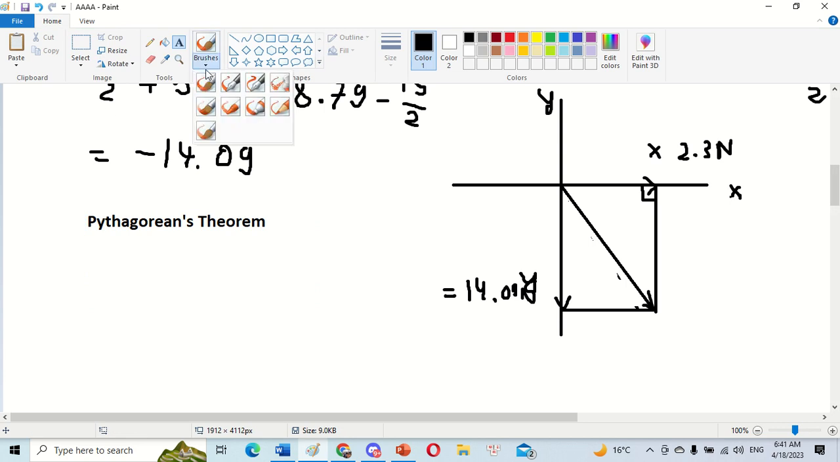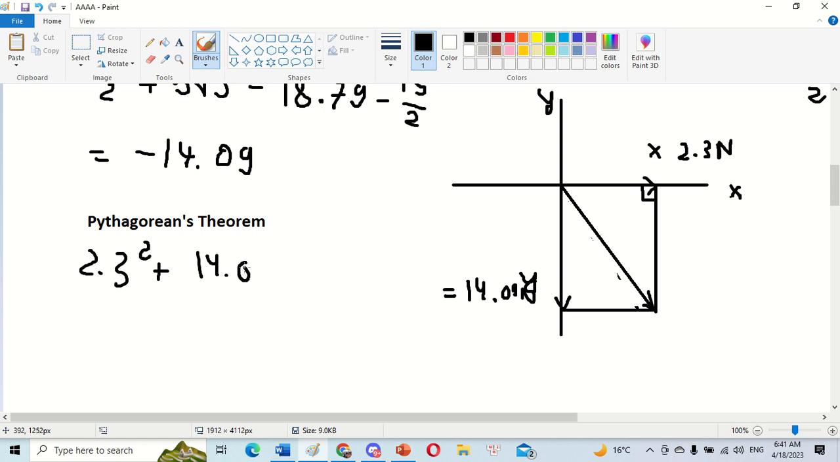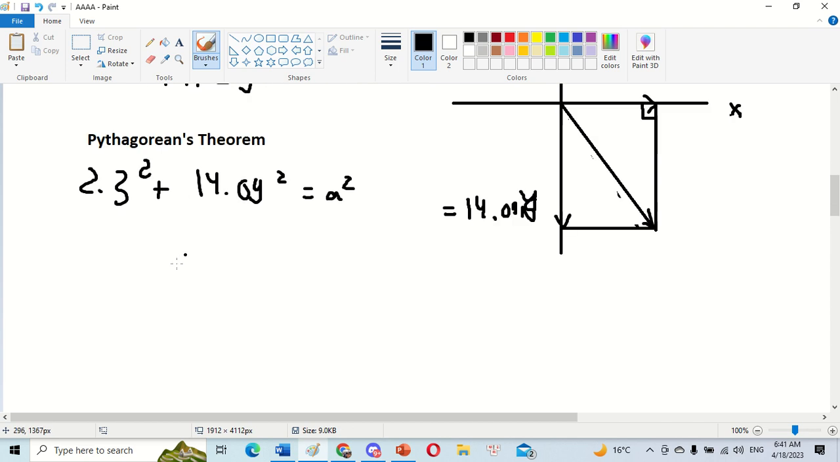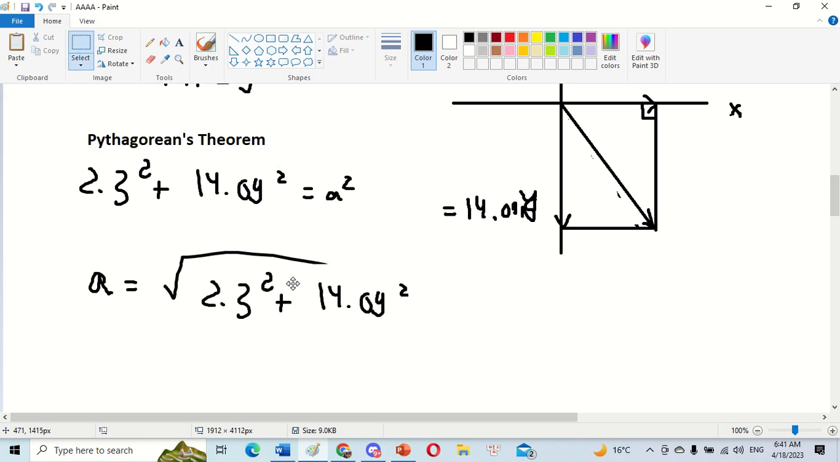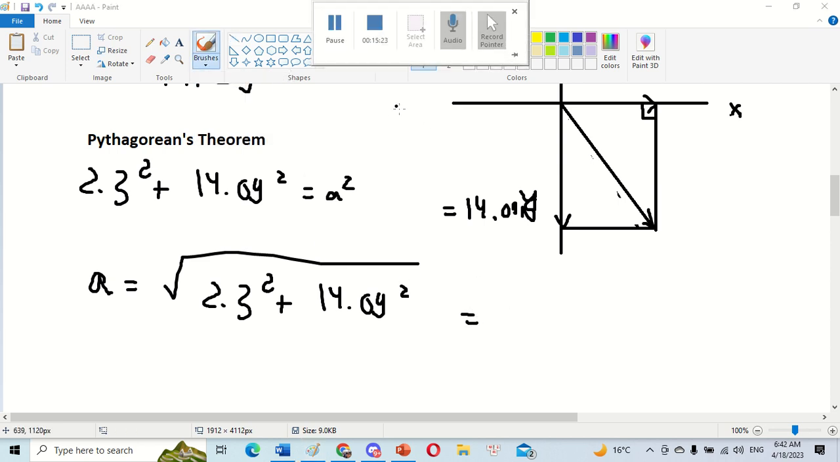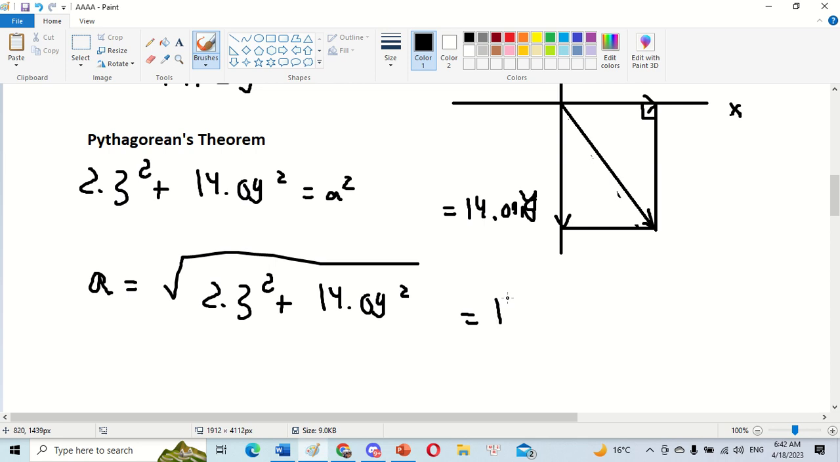So we have 2.3 squared plus 14.09 squared equals R squared. R squared, that is this vector. And now we got R equals the square root of this one. So we got the final answer. And that should be about 14.28.